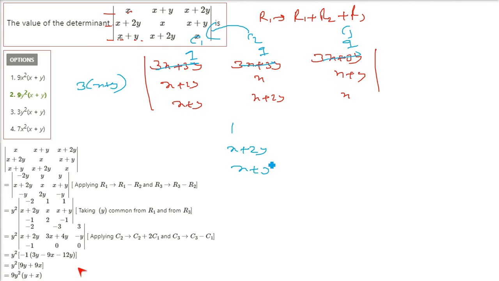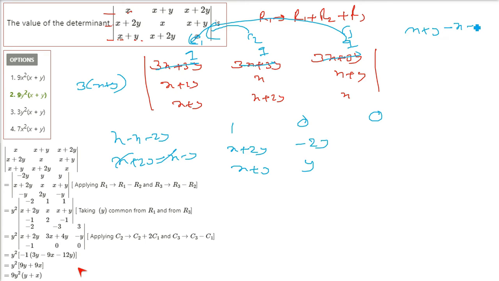So column 1 will remain like that: 1, x plus 2y, x plus y. Now 1 minus 1 is 0. X minus x plus 2y: x gets cancelled, you get minus 2y here. Then x plus 2y minus x minus y, so you get 2y minus y is y. Now column 3 minus column 1 I am doing. So 1 minus 1 is 0. You can do column 2 minus column 3, but I am just suggesting the pattern you should follow. Now x plus y minus x minus 2y, so you get minus y here. And then x minus x, you get a minus y here.